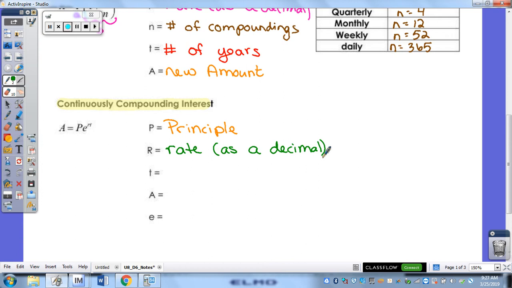The one thing about your rate, though, on the letter E is if it's growth, it would be positive. If it's decay, you would just make it negative. So if you were losing money on your investment, you wouldn't do 1 minus your rate. You would just make your rate negative. So if you were losing, say, 10%, your exponent would be negative 0.10. So you just make that value negative on your continuous.